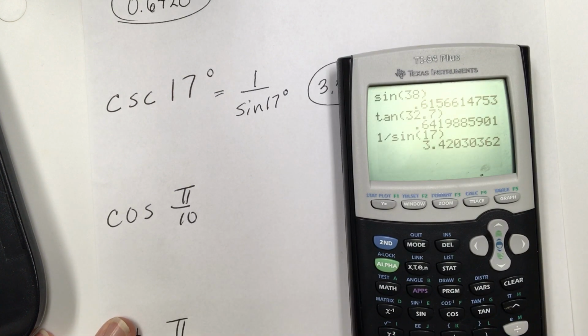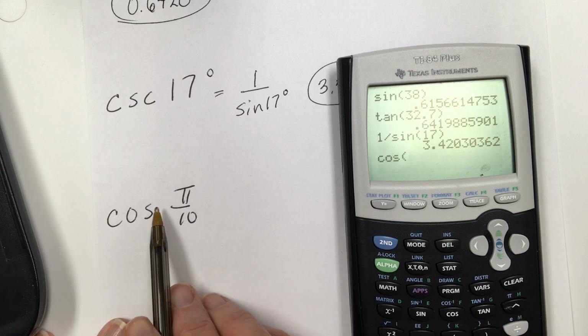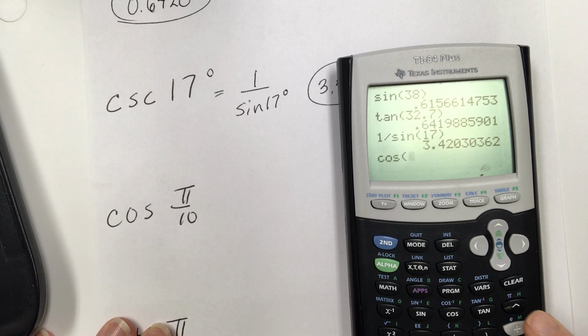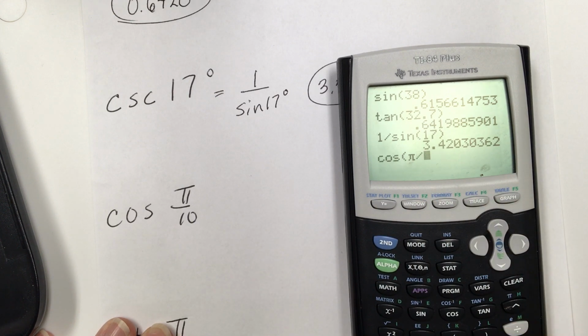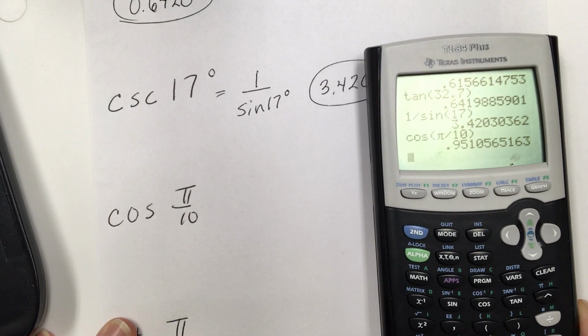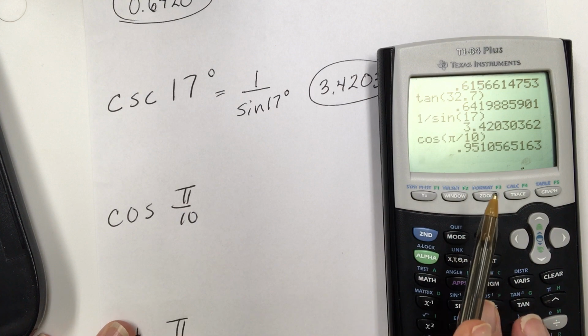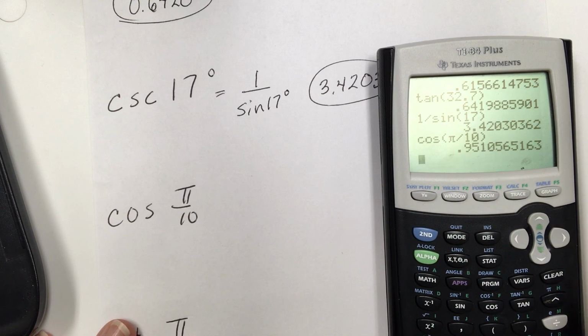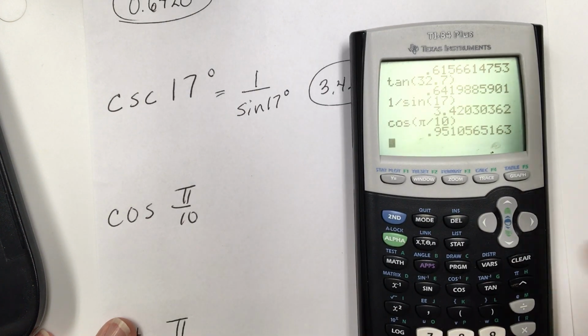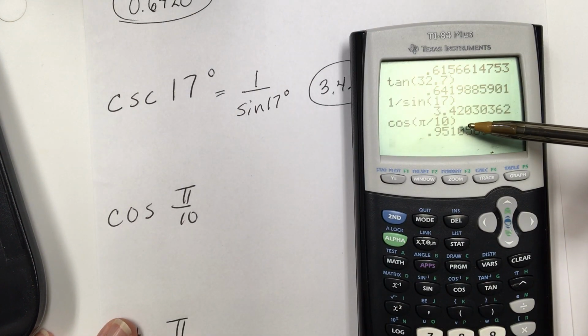So now, I will find the value of cosine. Use the pi button. I'll have to hit second with my arrow. It picks up my pi, divided by 10, closing my parentheses. So the cosine of pi divided by 10 gives me 0.9510. Now, does that 0 stay a 0? Does it become a 1?